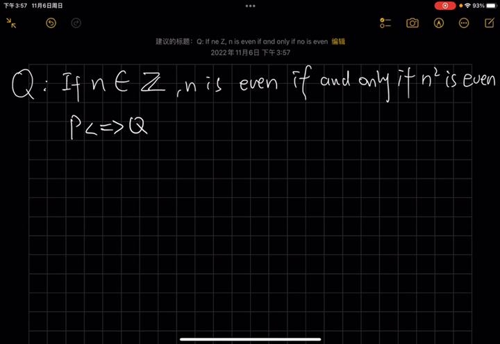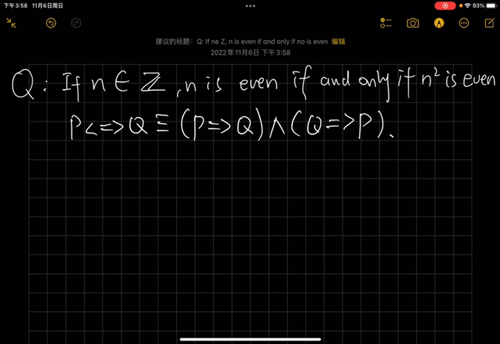If we want to prove a biconditional statement, we need to prove two things. We have to make sure this is true, and we have to make sure the other way is also true. We have to prove both of these are true. So that's before we start.